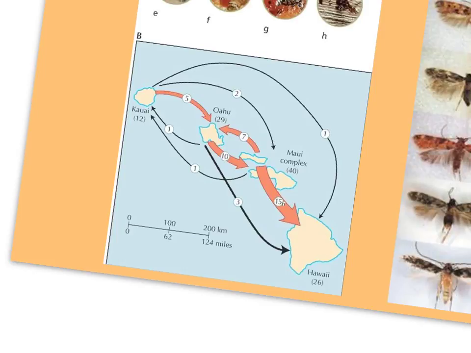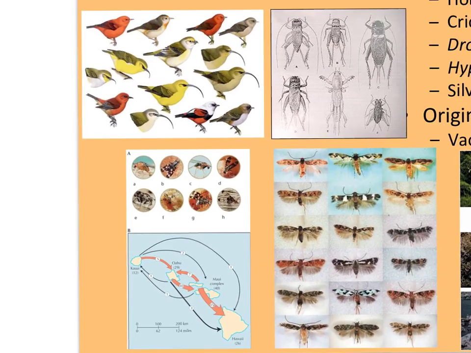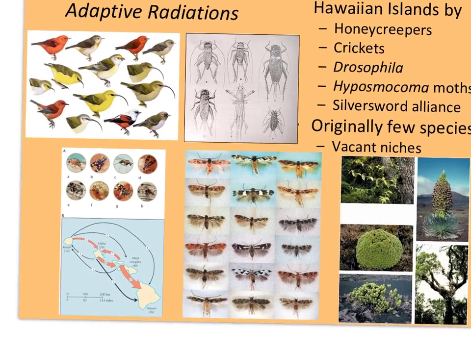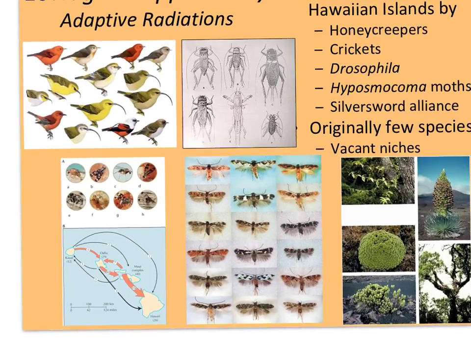So, all these different things colonized the Hawaiian Islands. These honey creepers that are nectar feeders, these crickets, fruit flies, I think these are mayflies, and then these silver sword plants. They all underwent adaptive radiations because it was like they hit the sweepstakes. For the most part, everybody loses. They end up in the middle of the Pacific, but they all managed to land on one of these islands.